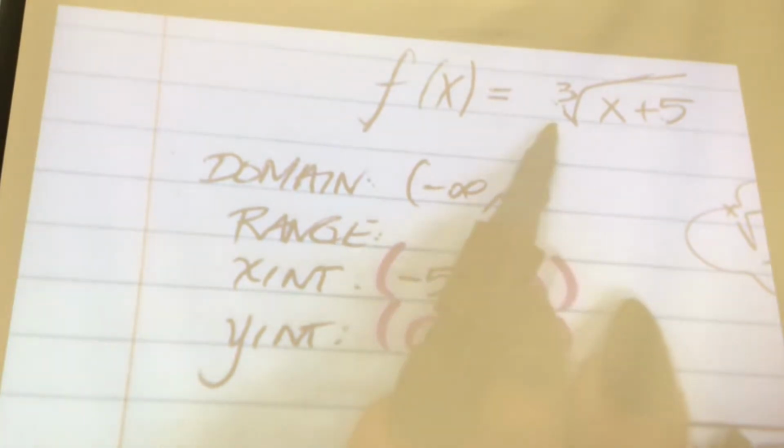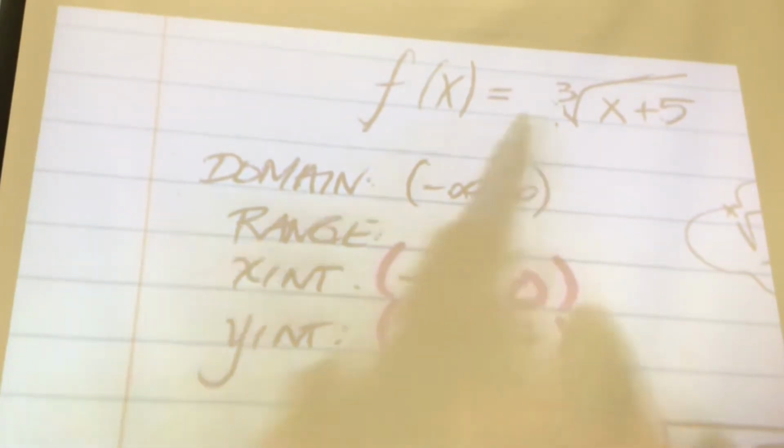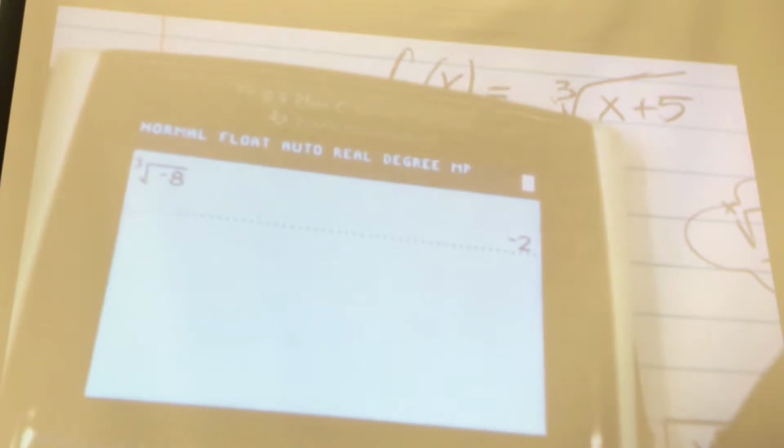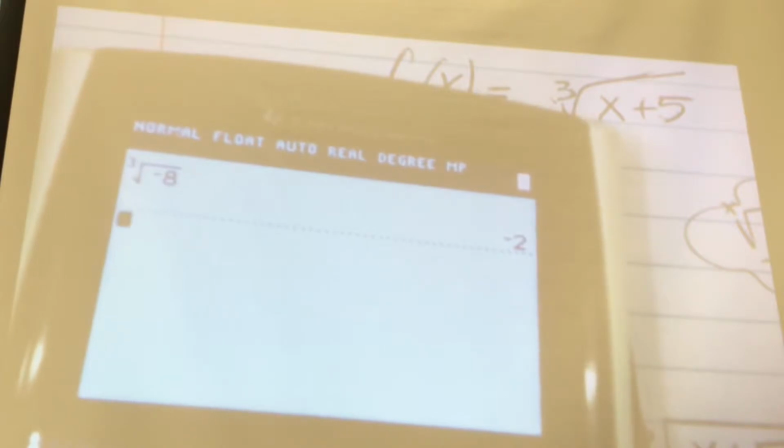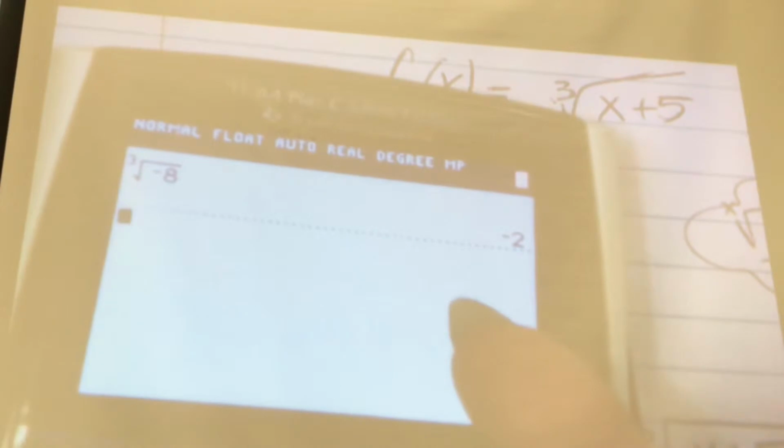Are cube roots allowed to be negative? I'm not sure. I think that we should try it. What is the cube root of negative 8? Are we allowed to have a negative cube root? Wait, why not? What's negative 2 times negative 2 times negative 2? Negative 8. So why aren't we allowed to have a negative cube root? Yes. The answer's right there.